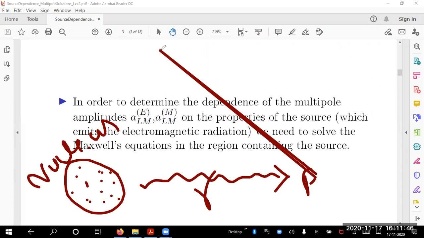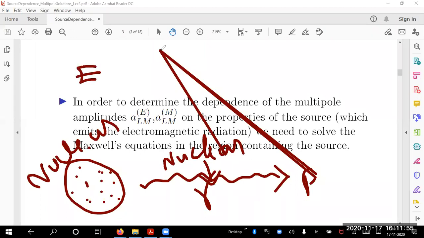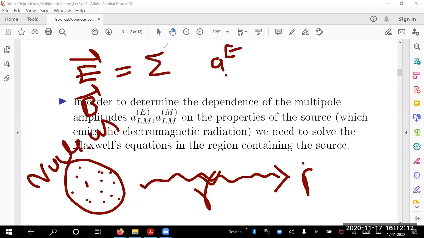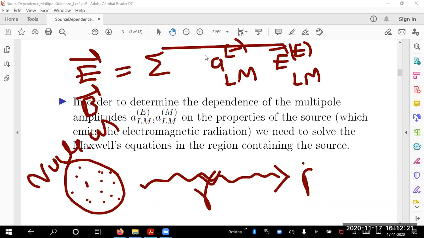So the radiation should carry properties of the nucleus. Nuclear properties should be hidden in this gamma, meaning that this gamma is an electric field, and also a magnetic field because it is a radiation. We always tell you that any radiation is characterized by electric and magnetic fields, and this electric field is a combination of all the solutions A_ELM and so on. This is an electric field, but the coefficients are here. That is more general. So I have to know what these coefficients are, because this source is emitting it.